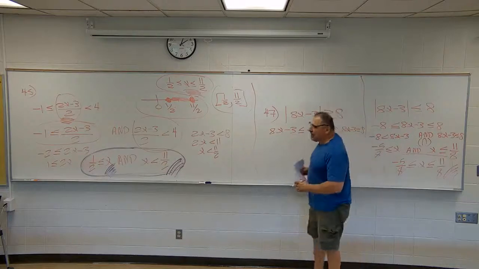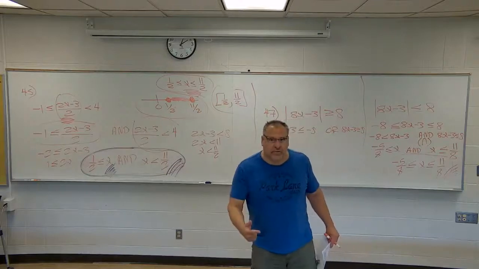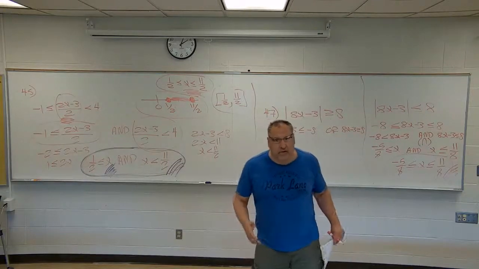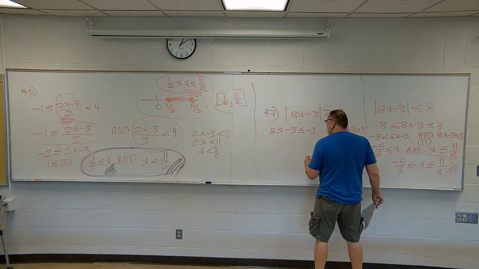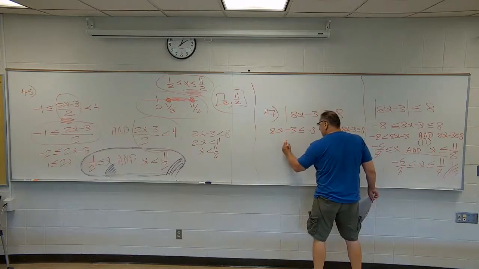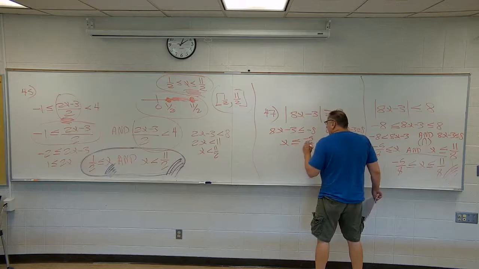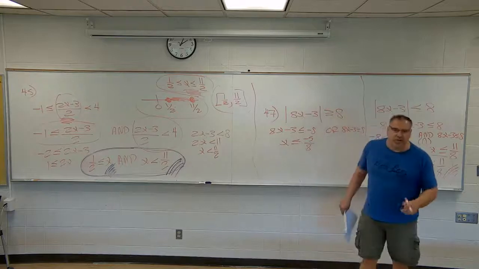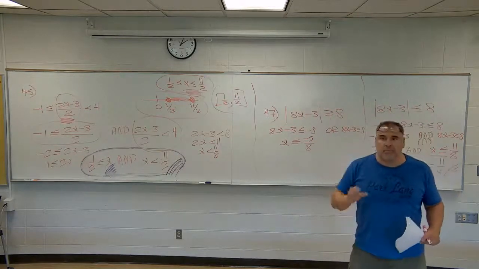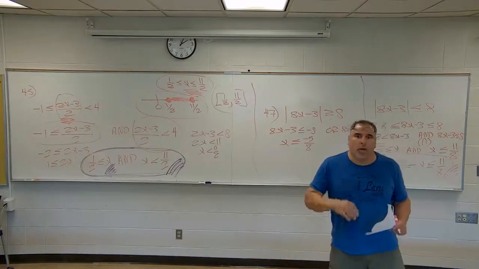Again, the only time this blows up on us is if we multiply or divide by a negative number. Then the direction of the inequality reverses, so watch out for that. Add a positive 3 on each side and divide by 8. If I was dividing by a negative 8, the direction of the inequality would reverse. You solve it just like an equation, but if you multiply or divide by a negative number, the inequality reverses itself.